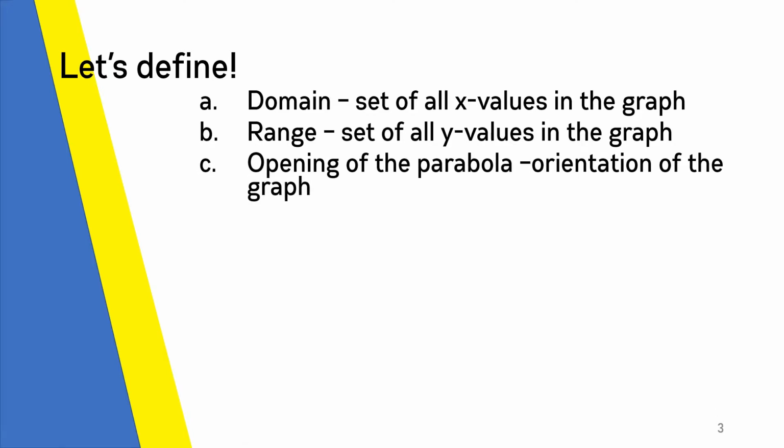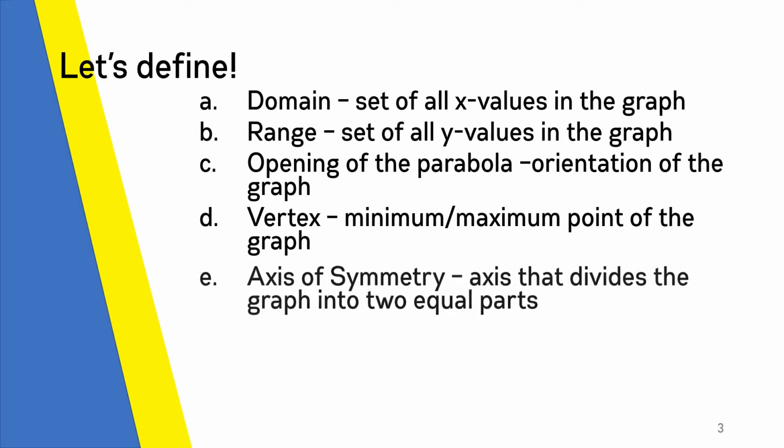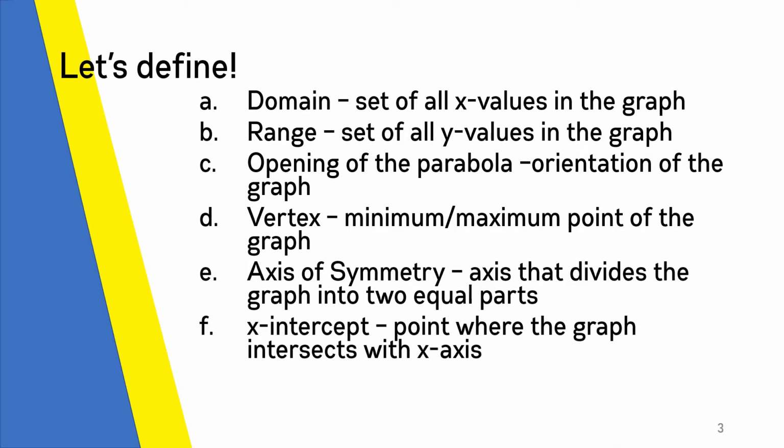So the opening of the parabola, this will be the orientation of the graph. In our lesson, there are only two orientations that we're about to discuss. For vertex, this will be the minimum and or the maximum point of the graph, depending on the orientation of the graph. The axis of symmetry is the axis that divides the graph into two equal parts.